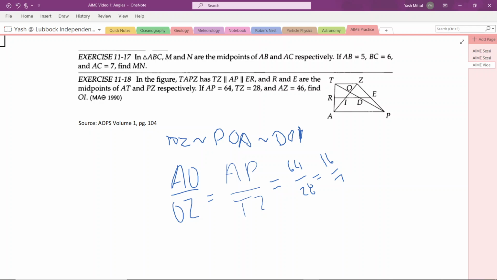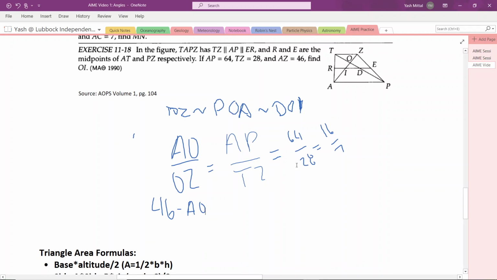So we know that AZ is 46, so OZ is going to be 46 minus AO, right? So now we can solve for AO via that. So we have 7AO is equal to 46 minus AO times 16. Oh god, it's really annoying to do.